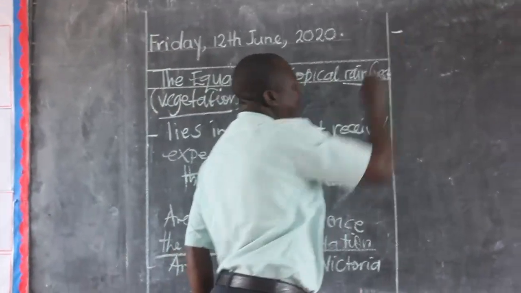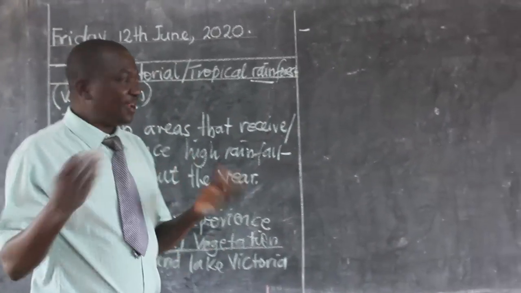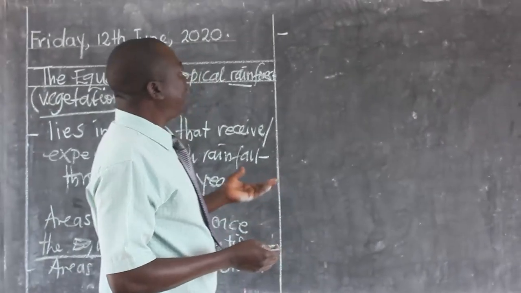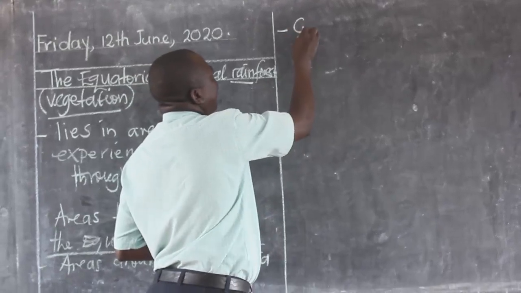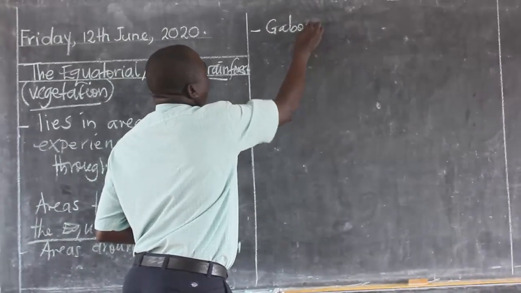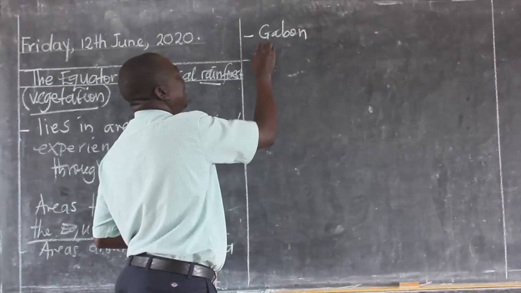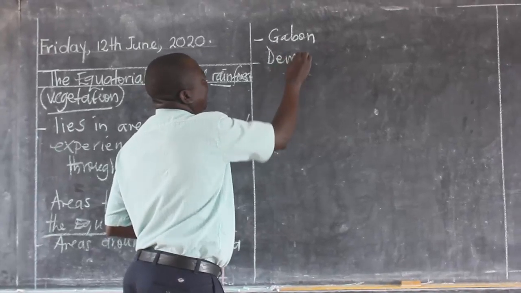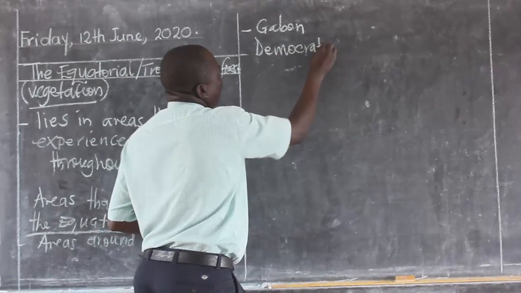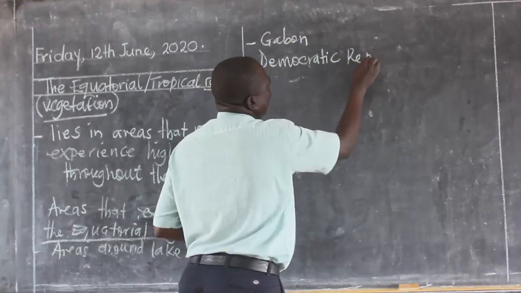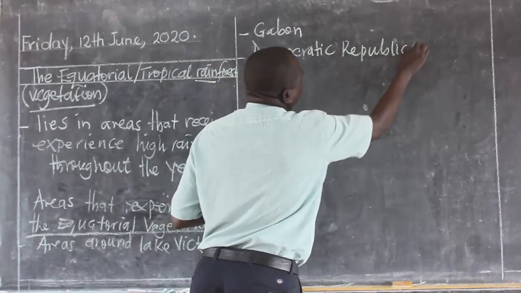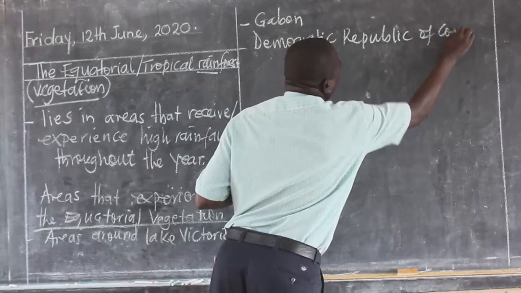Then another part, we go now to other areas in Africa. We have countries like Gabon. We have another country like the Republic of Congo.